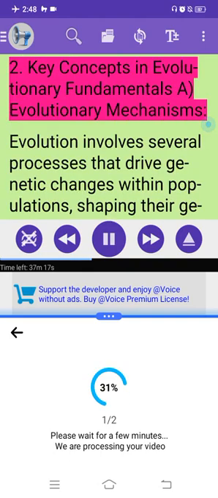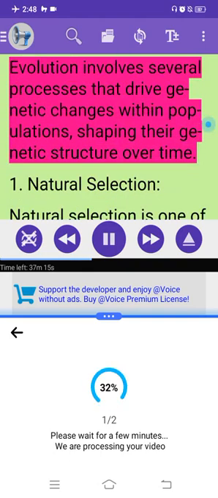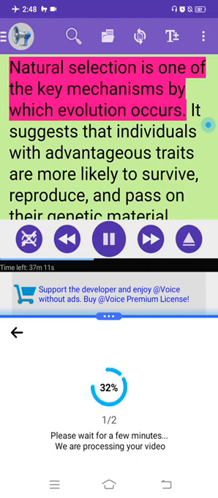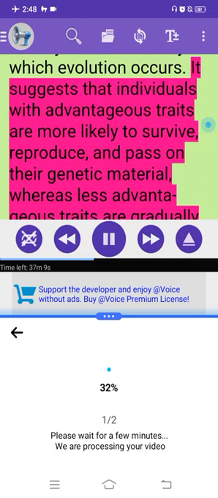2. Key concepts in evolutionary fundamentals. A. Evolutionary mechanisms. Evolution involves several processes that drive genetic changes within populations, shaping their genetic structure over time. 1. Natural selection. Natural selection is one of the key mechanisms by which evolution occurs. It suggests that individuals with advantageous traits are more likely to survive, reproduce, and pass on their genetic material, whereas less advantageous traits are gradually eliminated.